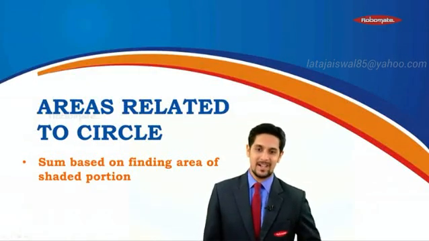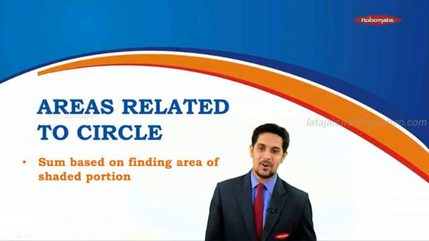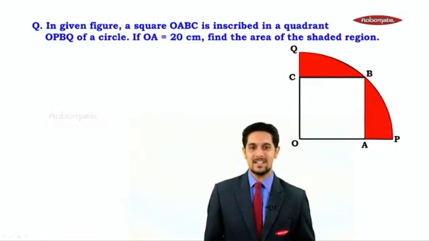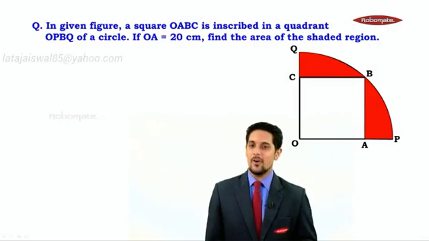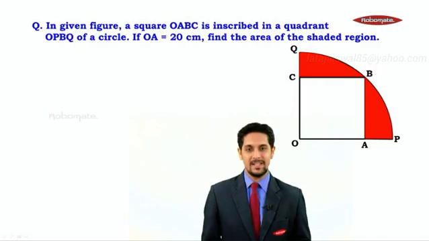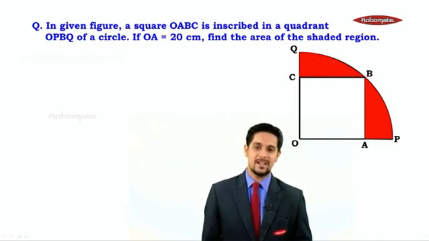Let us continue with the concept on finding the areas of shaded portion. The question says, in the given figure, a square OABC is inscribed in a quadrant OPBQ of a circle. If OA is equal to 20 centimeters, find the area of the shaded region. Let us understand the question.